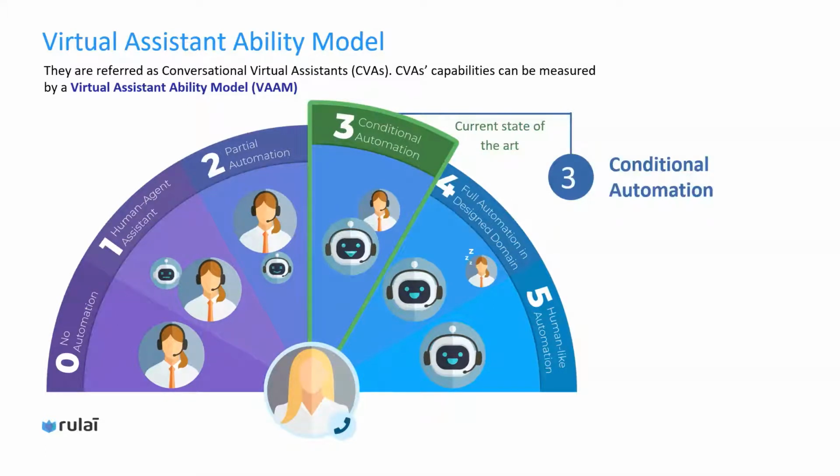So let's look at the bots deployed by now. Most of them are level 1 or level 2 bots. However, the state of the art is level 3. The best virtual assistants can handle tasks they are trained to handle. To give you a better idea about the difference between level 2, that's where most of the bots are, and level 3, that's where the state of the art is, let me show you 2 demos.